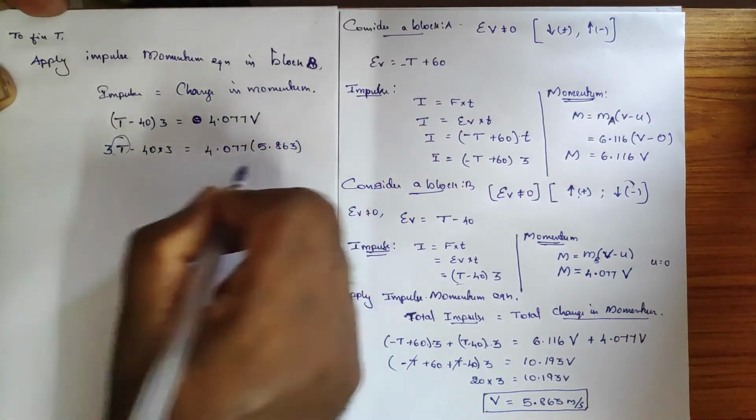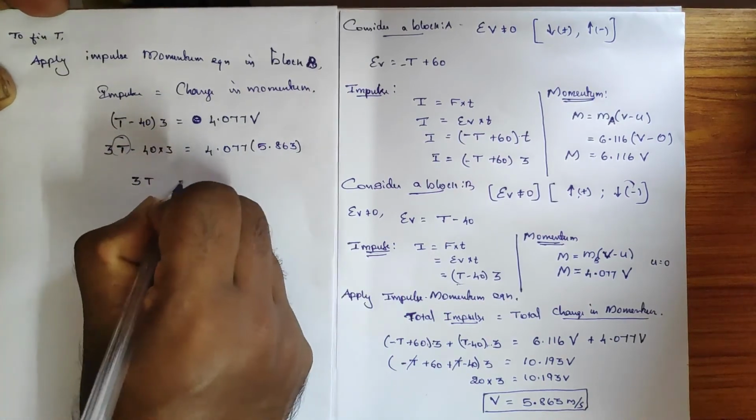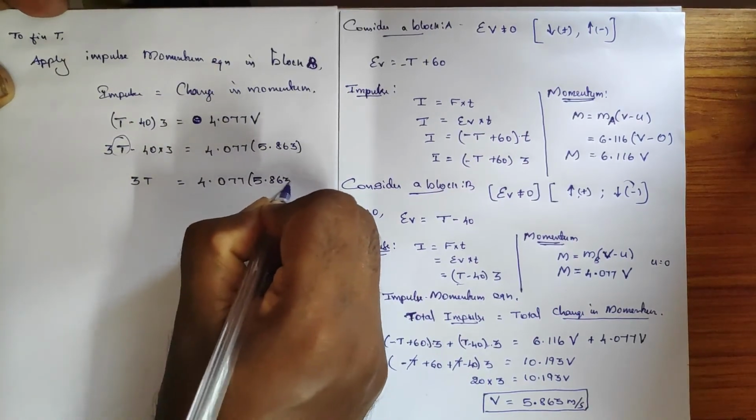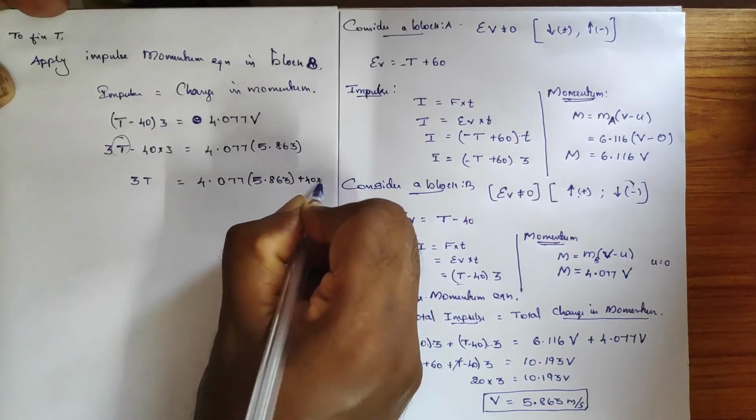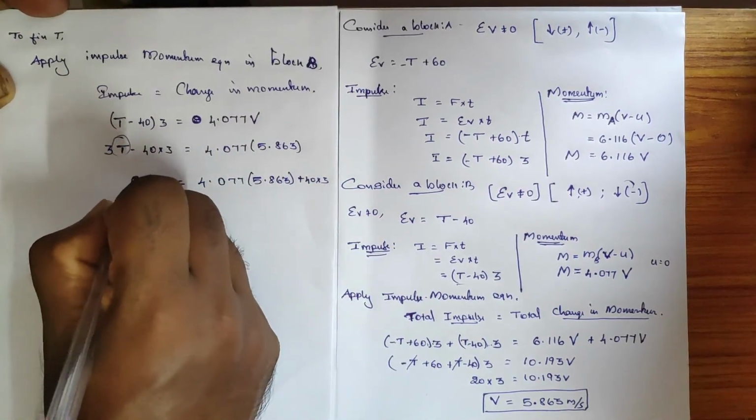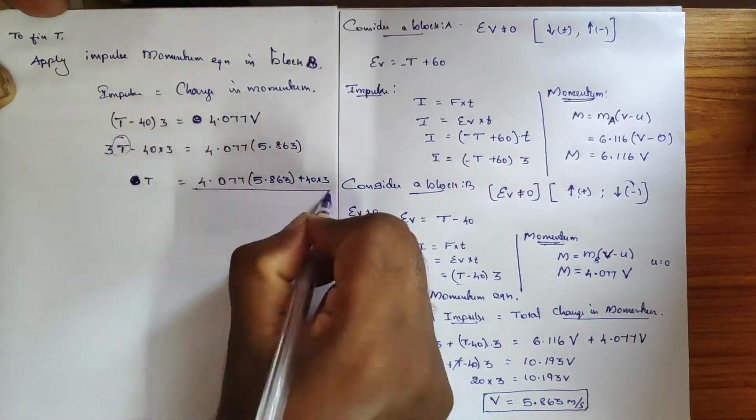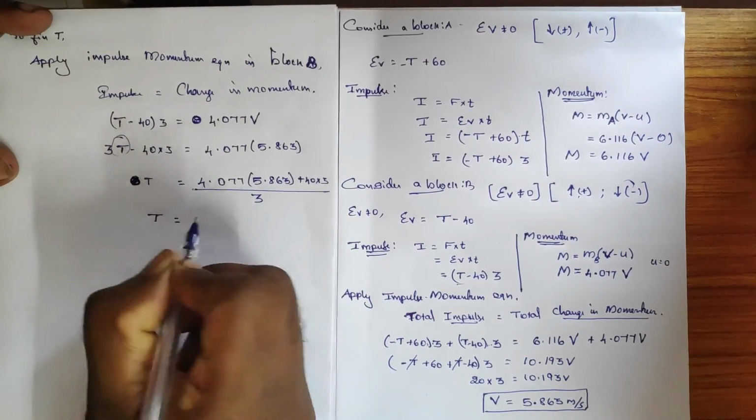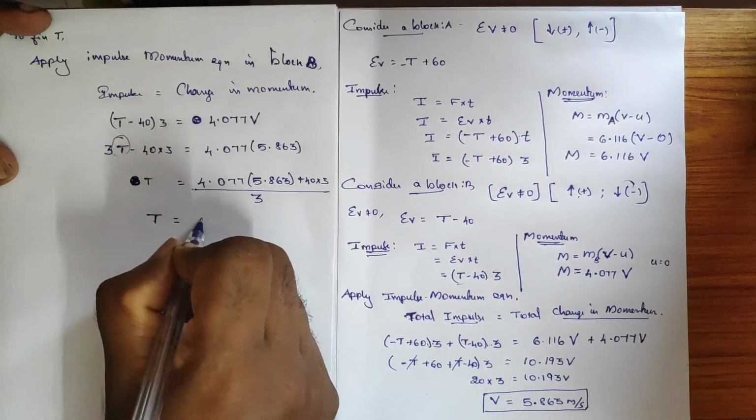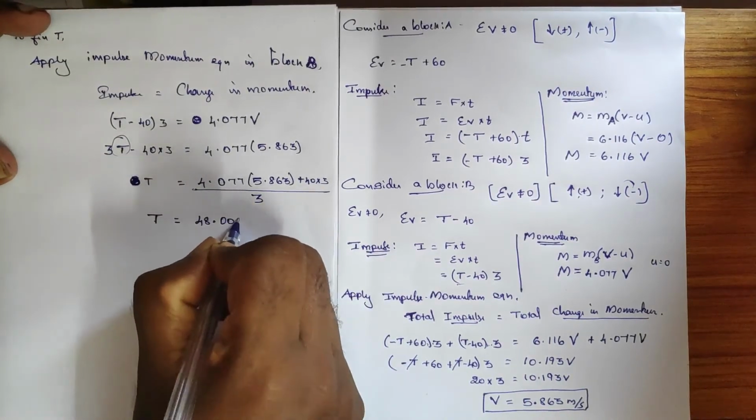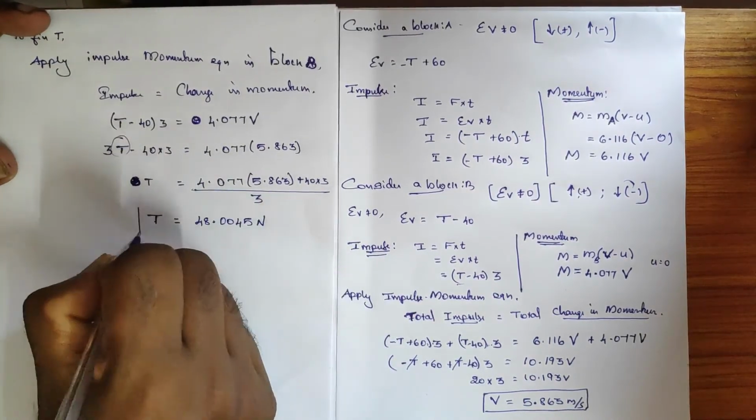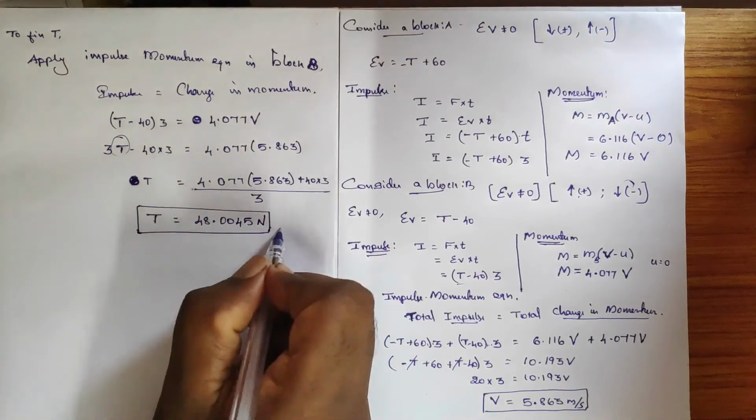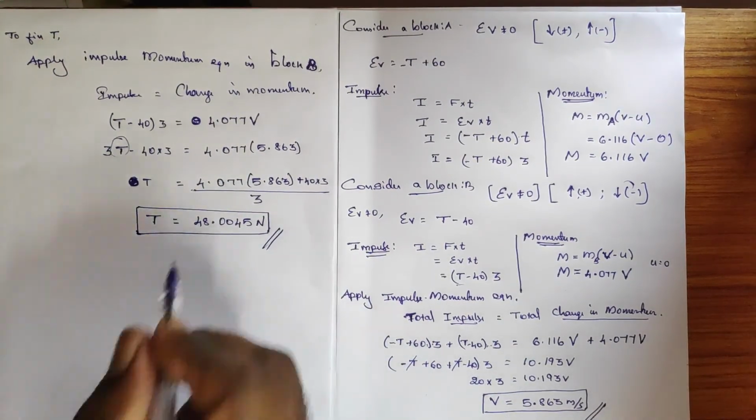Now 3T is equal to 4.077 into 5.863 plus 40 into 3, and if I do one more simplification, dividing by the 3, you may get the answer for T. You will get 48.0045 in terms of Newton. Tension is a force, so you get it in Newton. So I have found the velocity and tension.